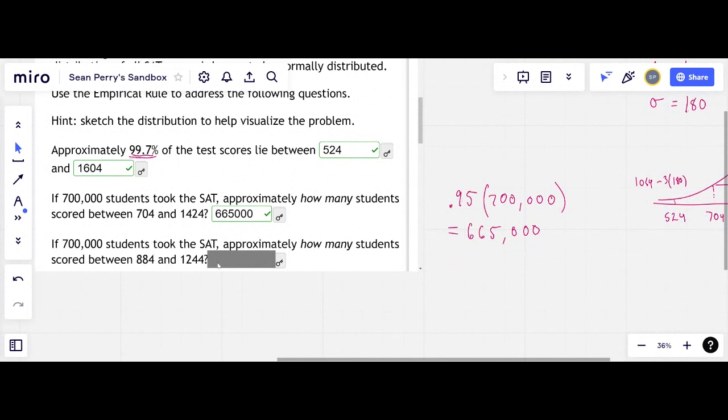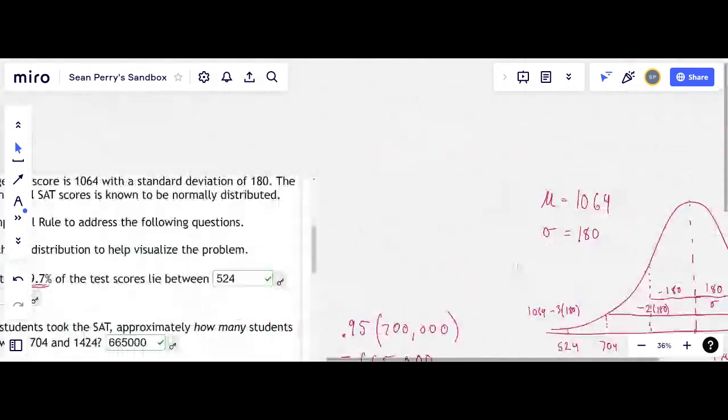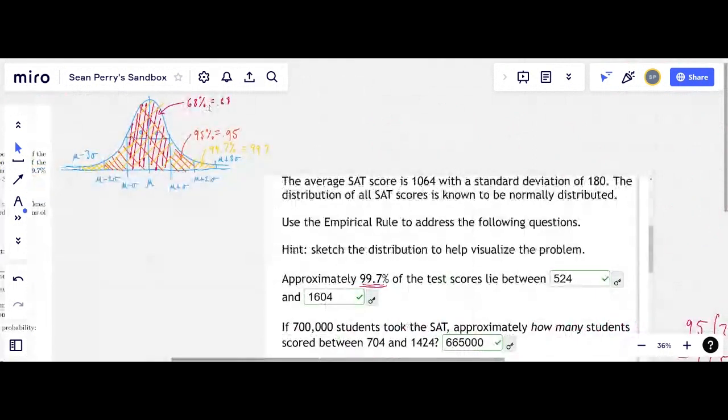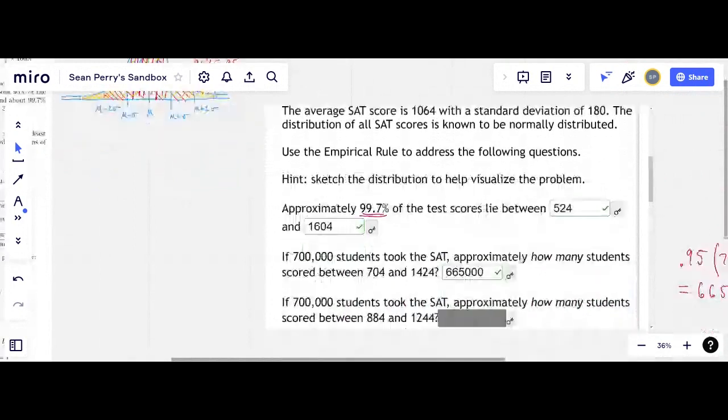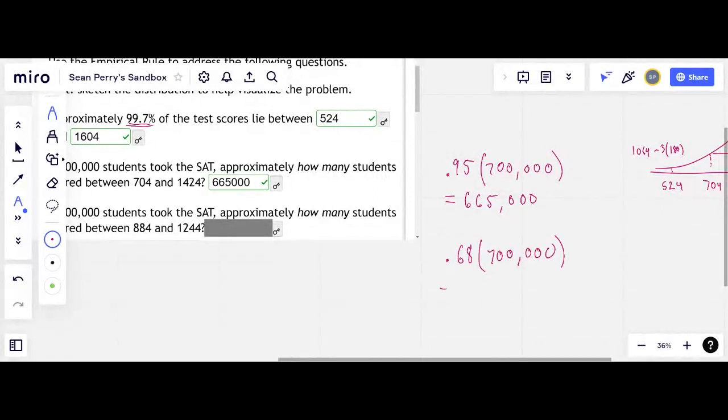Very similarly, the last one, if 700,000 students took the SAT, approximately how many students scored between 884 and 1244? Well, 884 and 1244 are plus and minus 1 standard deviation. Your empirical rule says that 68% of your data, approximately, is within that range. So we take 68%, we multiply that by 700,000, and we get 476,000.